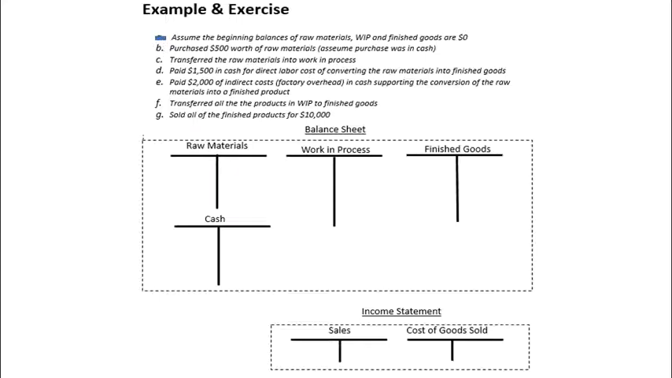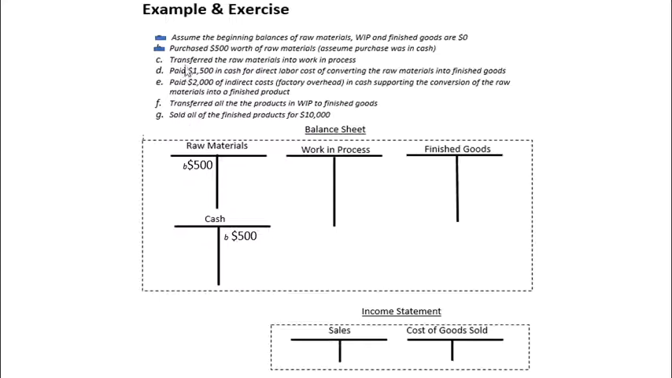The next item is purchased $500 worth of raw materials, and we're going to assume that the purchase was made in cash. We don't want to use accounts payable or any other payable accounts. Let's just keep it simple and call it cash. So we purchased $500 worth of raw materials in cash. The debit would go to raw materials for $500 and the credit would go to cash for $500.